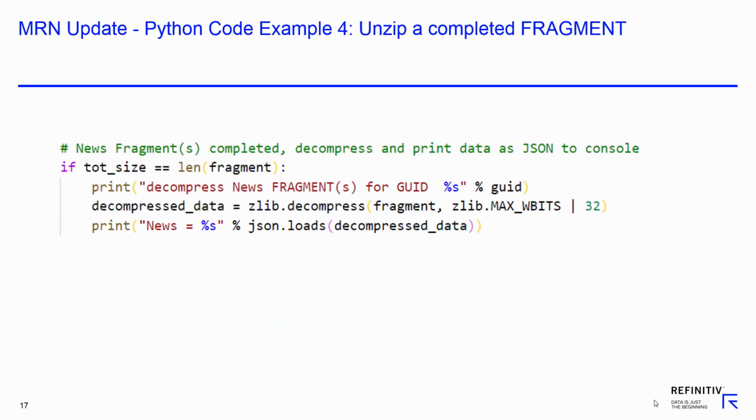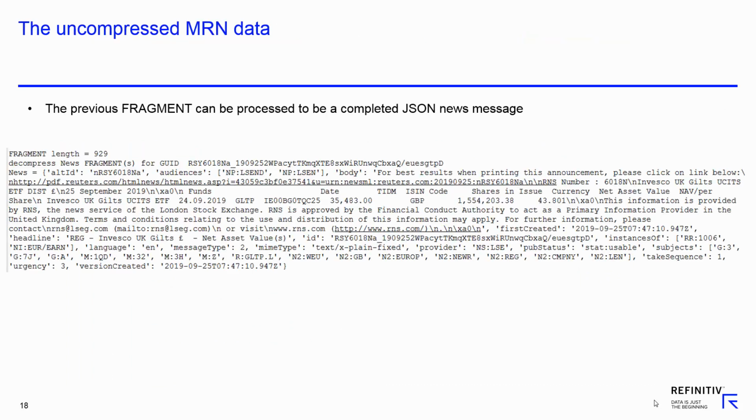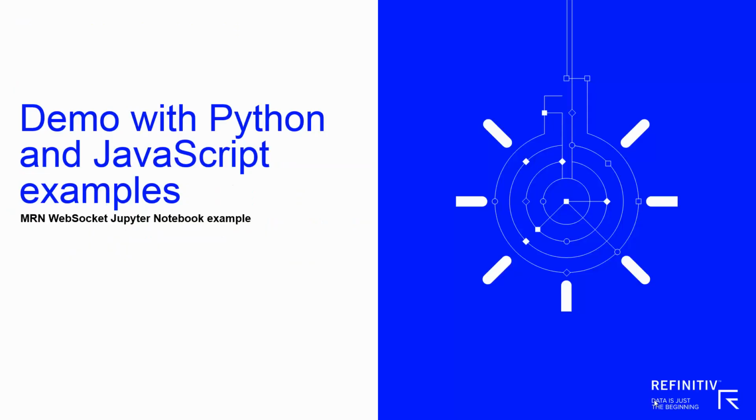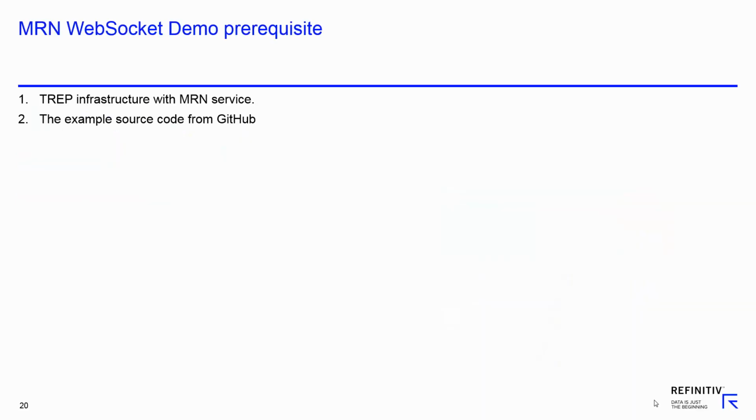Once the fragment is completed, the application can use the zlib module to unzip the decoded fragment. After unzipping a completed fragment, you will get the news data in UTF-8 encoded JSON message format. Please refer to the MRN data model document in the Developer Portal website for more detail regarding the MRN JSON message structure. Next, let me show you the MRN Elektron WebSocket API demo application. In order to run the demo applications, you need the ADS server with MRN service. You can contact your market data team or Refinitiv representative to help you on this.